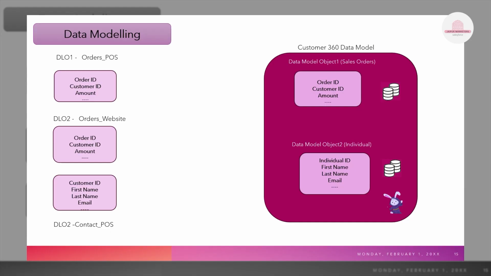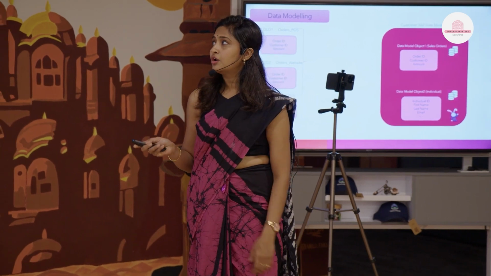Now, these data lake objects will get mapped with customer 360 data model, which is shown on the right hand side. What is this customer 360 data model? So Data Cloud has its own data model which is called customer 360 data model. In this data model, there are several data model objects. Okay. Now, these data lake objects will get mapped to data model object.